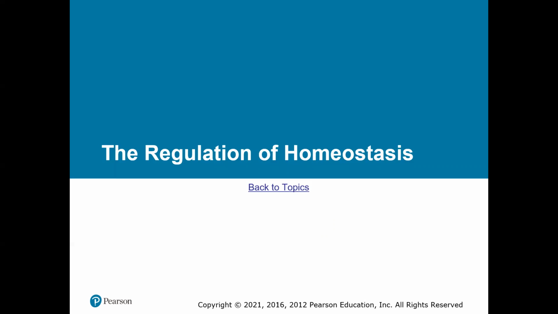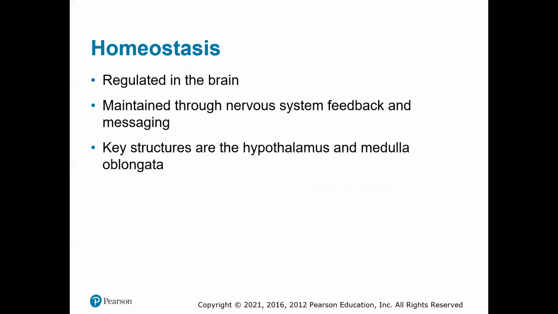All of this is part of our homeostasis. Homeostasis is where we want to be. This is where our bodies are in the most perfect setting. Homeostasis is regulated in the brain. It's maintained through our nervous system and through messaging. So our brain is able to control how much water goes through and how much energy is being used.